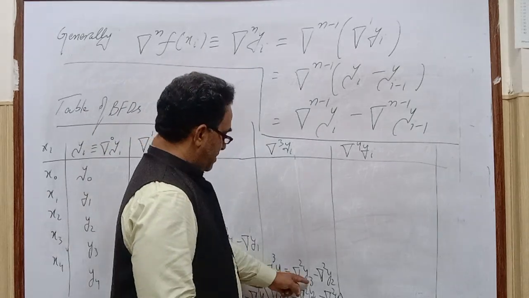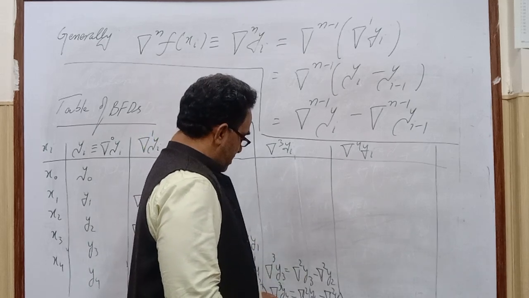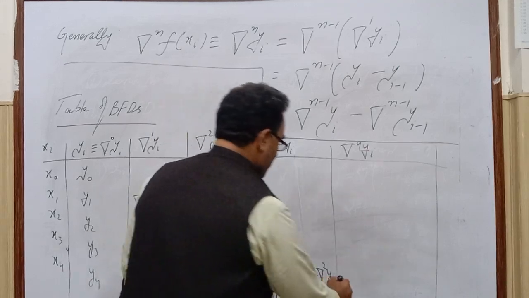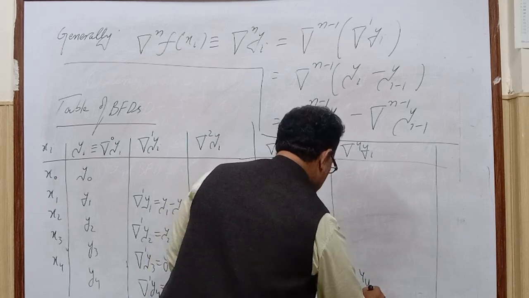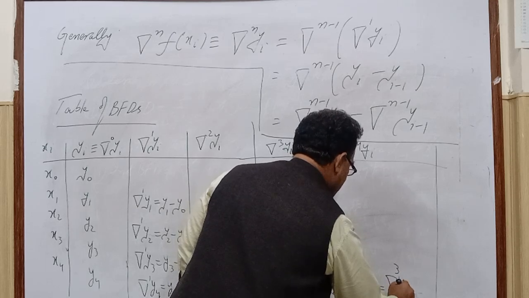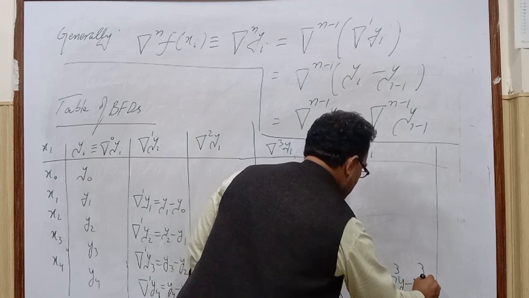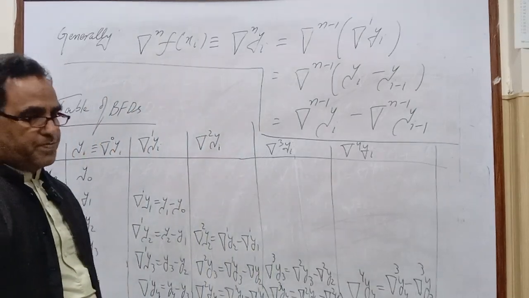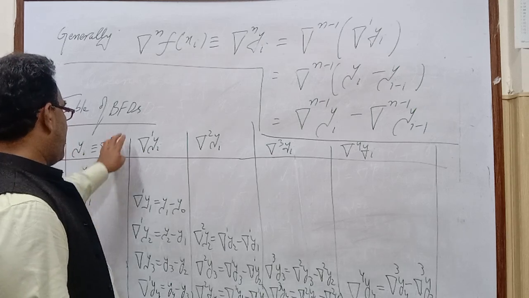and we will leave the first entry in the previous column and we will write the result in front of the last value of the previous column. So over here we will write del 4 y4, and this will be equal to the difference of the third level BFTs. Okay, like this. Okay, so the table is completed. So this is the table of backward finite differences.